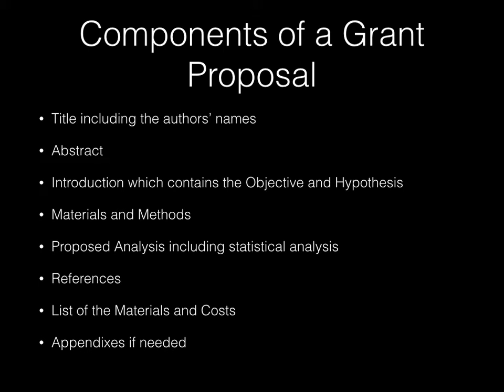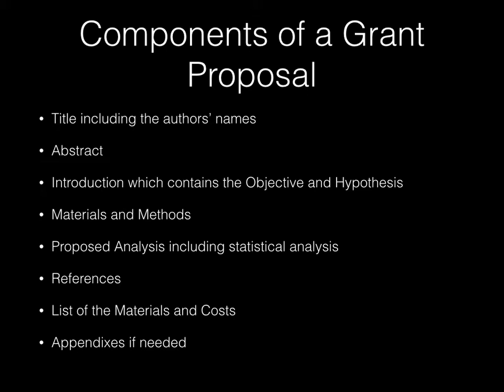So this list is extremely important, the components of a grant proposal. The first is the title, including your names, you're the authors. The second section will be the abstract, which you will write last. Abstract is a summary of the entire proposal. You write this last. Next will be the introduction, which will contain the objective and hypothesis. The next will be the materials and methods section.